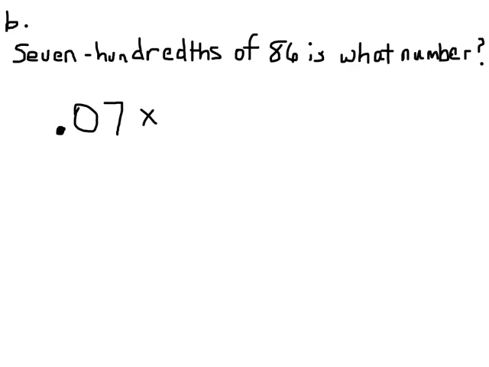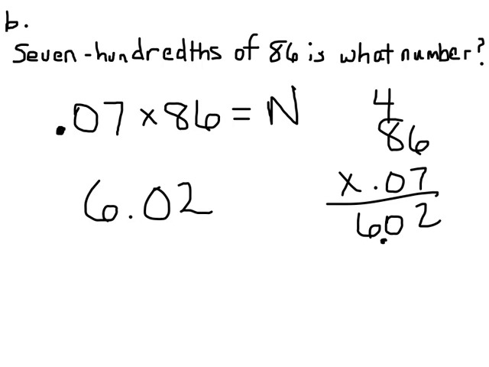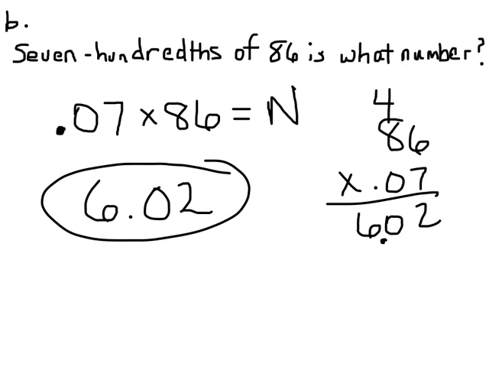times 86 is what number? Well, n is already by itself, so we just have to say 86 times 0.07, do the math, and then count our decimal places, and we get 6 and 200 as our final answer.